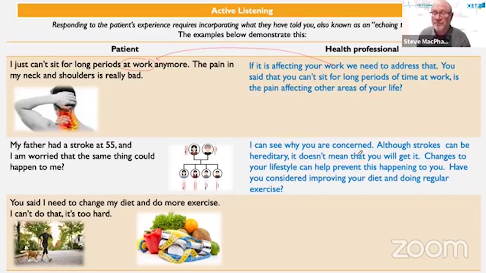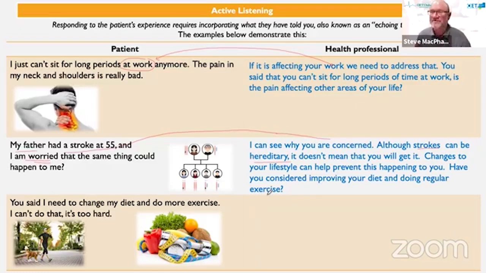I can see why you're concerned. Okay, I can see why you're concerned because the patient said they were worried. So we've linked straight to that, and we've used a synonym, concern. Although strokes can be hereditary, hereditary is summarizing the patient's concern about it running in the family. Although strokes can be hereditary, it doesn't mean you will get it. Changes to your lifestyle can help prevent this happening to you. Have you considered improving your diet or doing regular exercise? So again, we're linking to it.